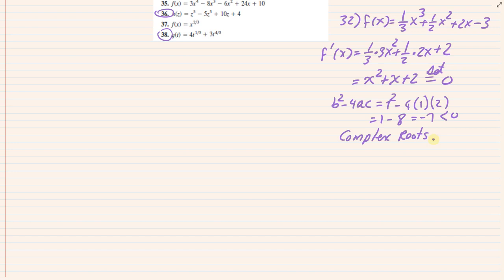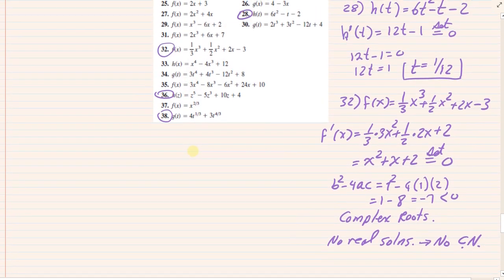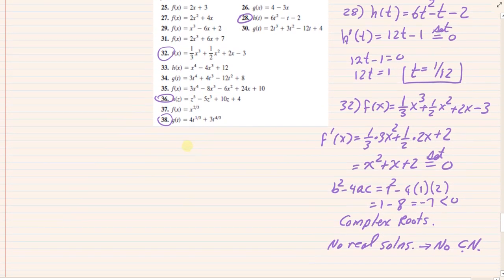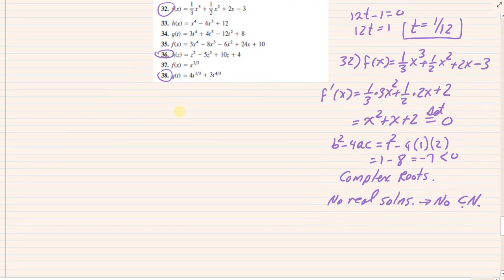So in number 32, no real solutions. That means no CN, which stands for critical numbers. Number 32 does not have a critical number. Okay, number 32. All right. And let's take a look at number 36.